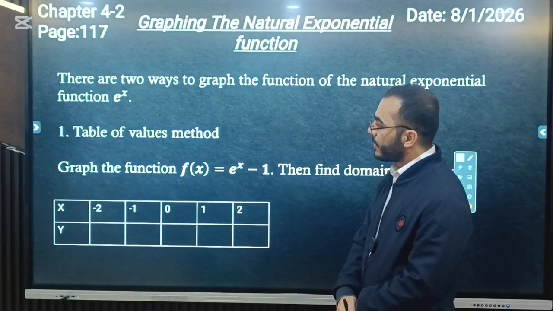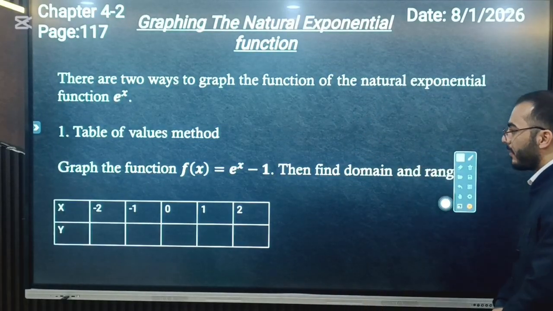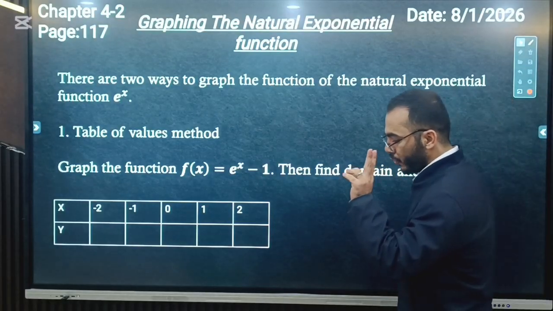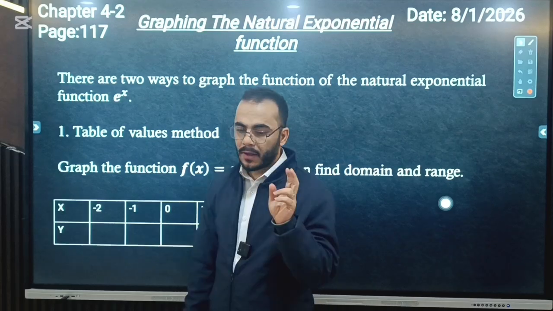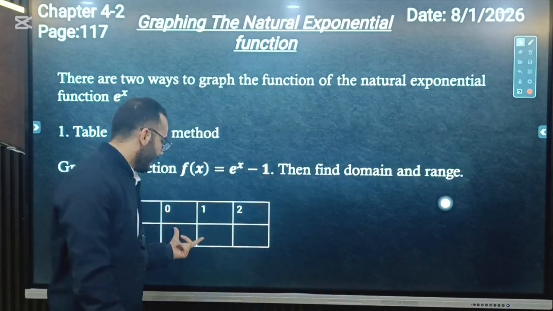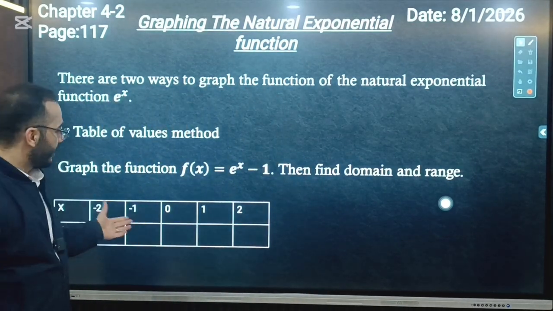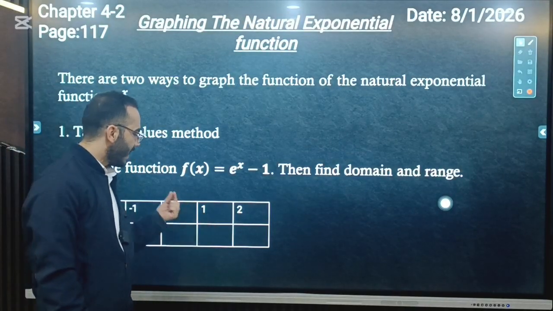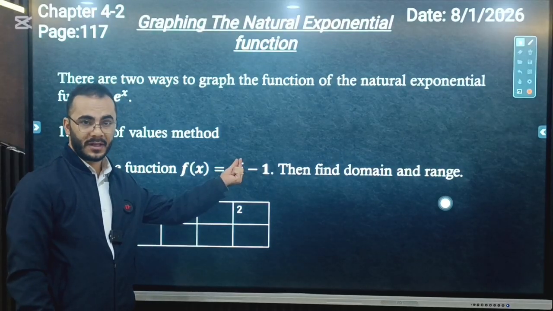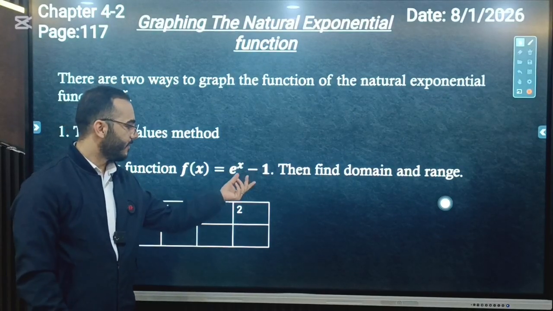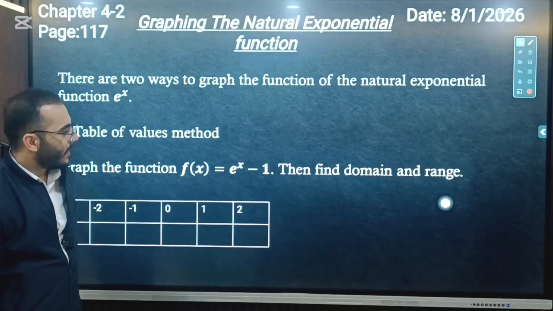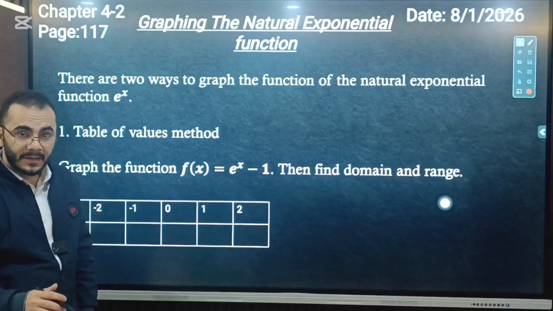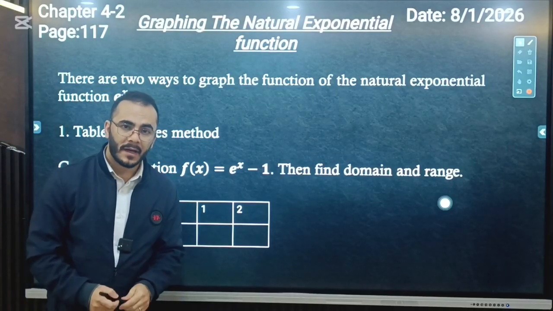So, table of values method: graph the function f of x equals e powered by x minus 1, then find the domain and range. So we have two responsibilities. First of all, we need to fill this table and get the values of y when the x's are given. You are already familiar with these five x values. We need to substitute each one of them into this function instead of x and get the value for each one. And then we will graph it. Then at the end, we will discuss its domain and range, of course.